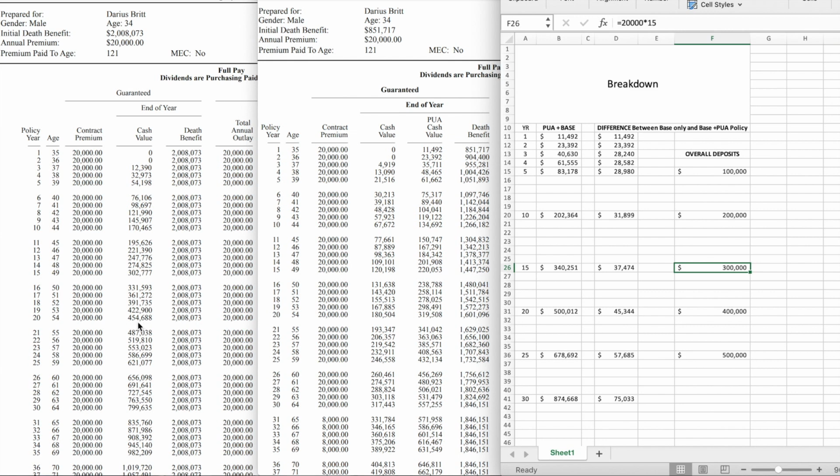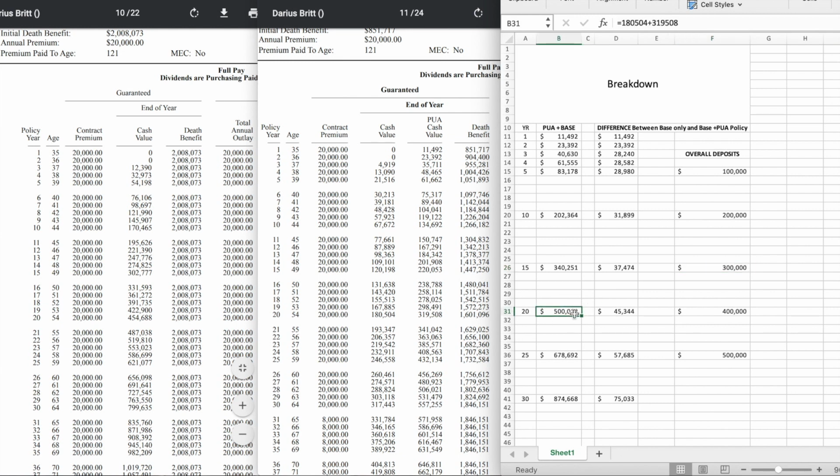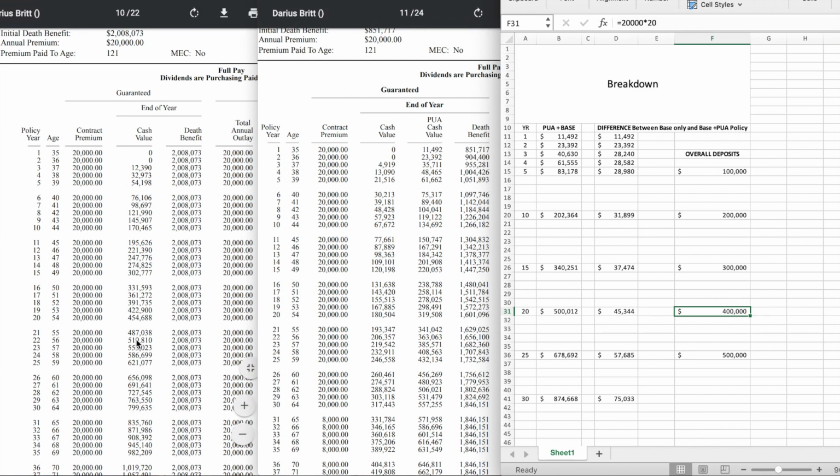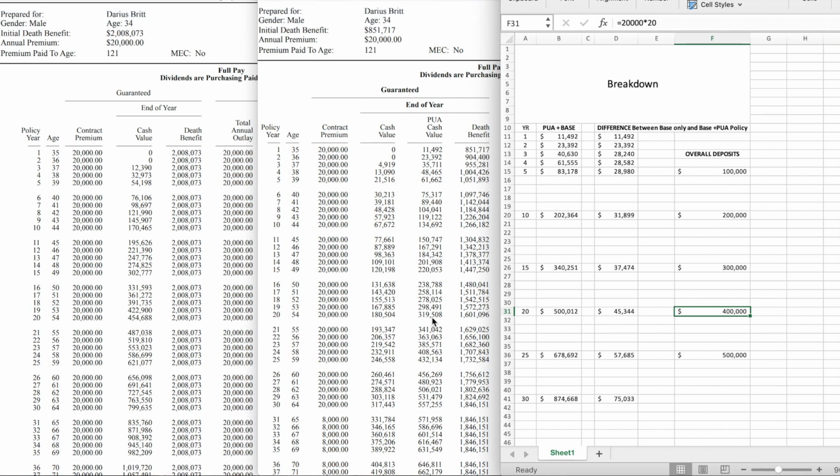We have $454,688 available, and then we have $500,012 in policy number 2. The difference is $45,344, and at this point we have contributed $400,000 into this policy. So now with both of these policies, we are well over the break-even point when we add together the cash value. Now year 25 comes around.